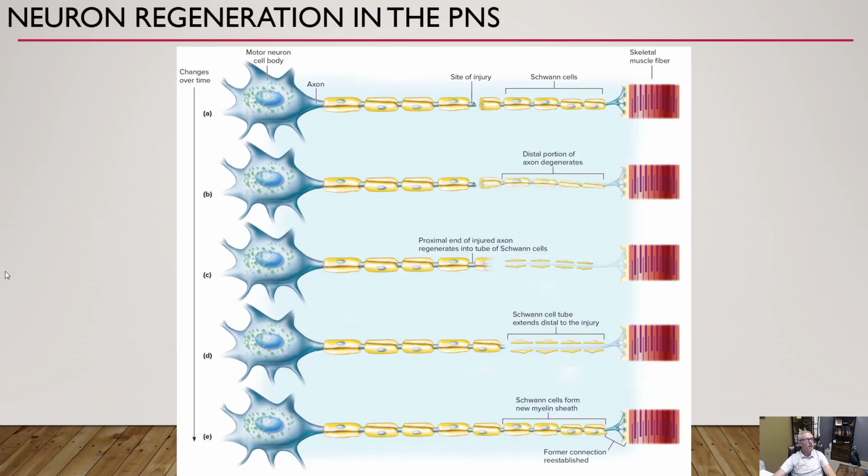So here, let's say that you had your site of injury. That axon is going to degenerate. However, your Schwann cells act as that guiding sheath for that new axon to grow. And hopefully that connection will be reestablished. But there's no guarantee.